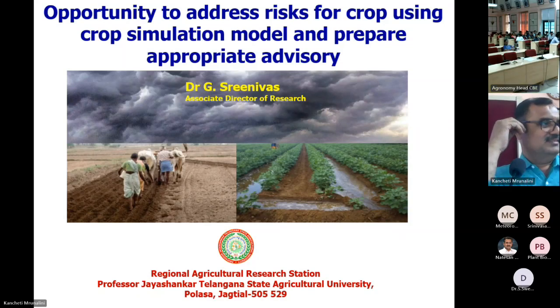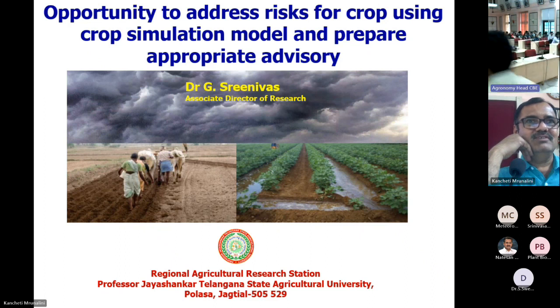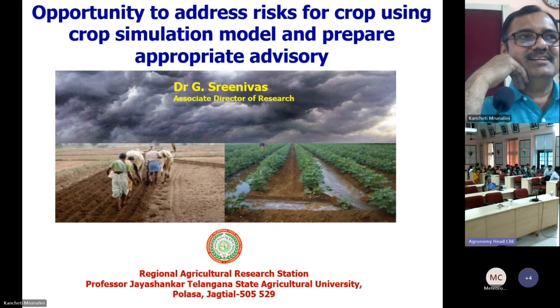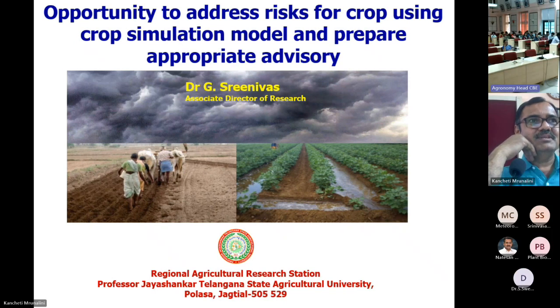And today, this afternoon, we are discussing the opportunity to address risks for crops using crop simulation models and prepare appropriate advisories. Whatever results we get from the model simulation, that information we have to use in the preparation of advisories. That is the important part. Once we simulate the model and get the results, keeping them in the desk has no meaning. The information we have to pass to the farmers in the form of advisory. So that is important.